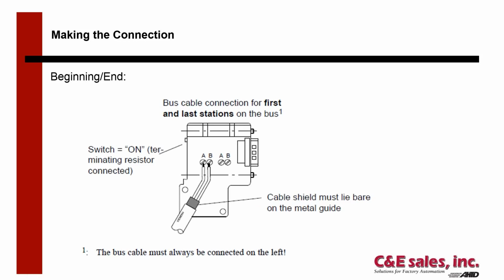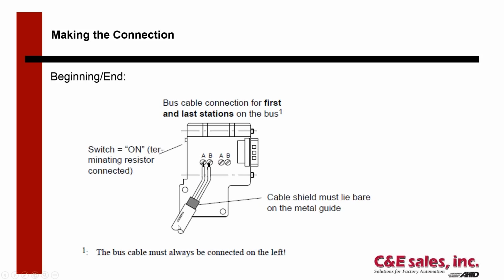Some people think that, oh, well, we only want to connect the shield at one end, and that's not true. We want to connect the shield at both ends. All right, and what we want to observe is that the bus cable must always be connected to the left. When there's only one cable going into the plug, it always gets plugged into the left. I like to think about this as the outside connection and this guy as the inside connection, because when you plug it into a device, this is the outermost cable.